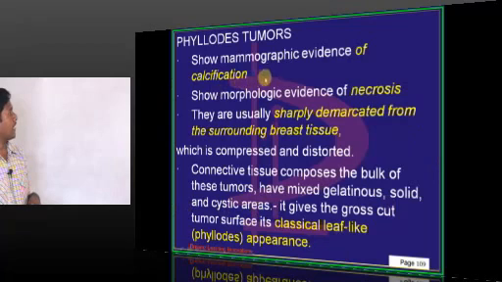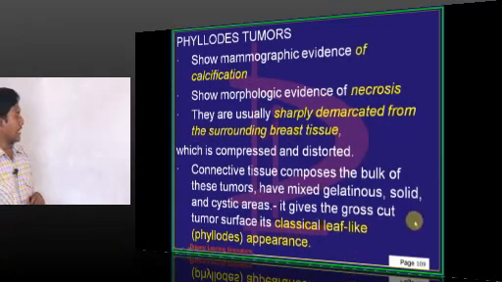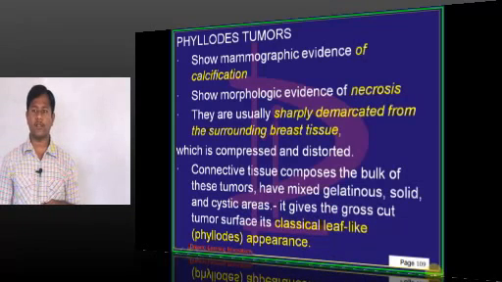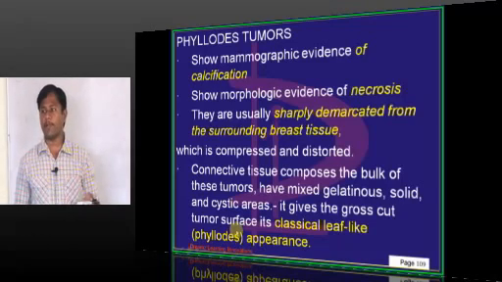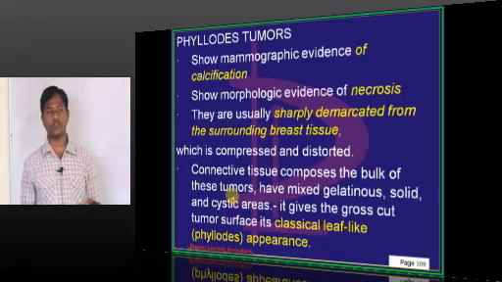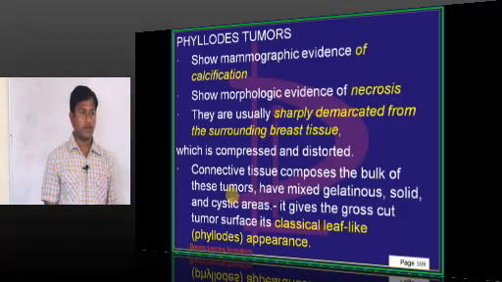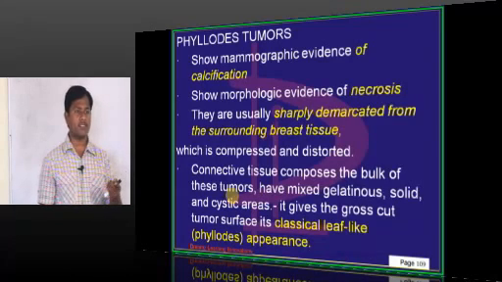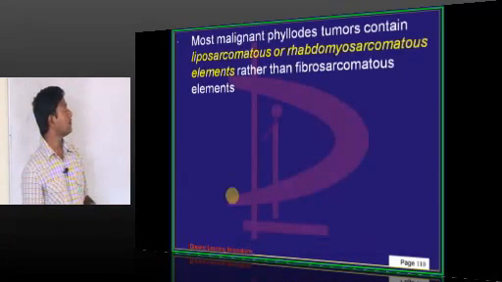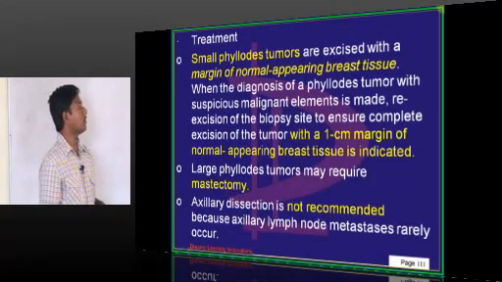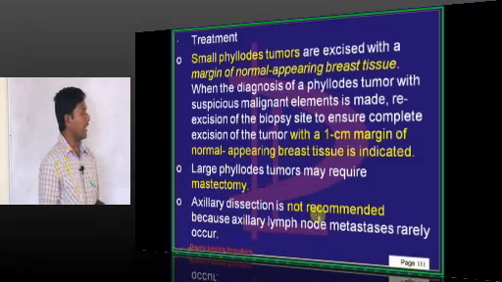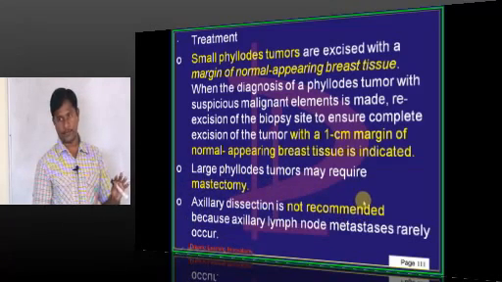Okay, evidences of calcification and necrosis are seen, and the classical appearance on pathological sections is phyllodes, that is leaf-like appearance. That is why it is called cystosarcoma phyllodes. Okay, a leaf-like pattern on the slides is seen. Now, the majority of times the treatment is mastectomy only and axillary dissection is not recommended.